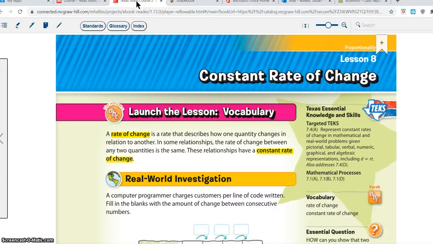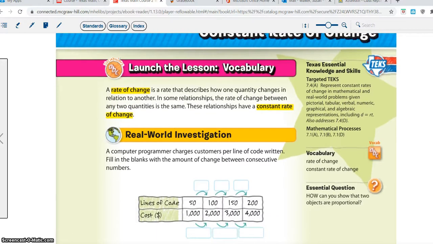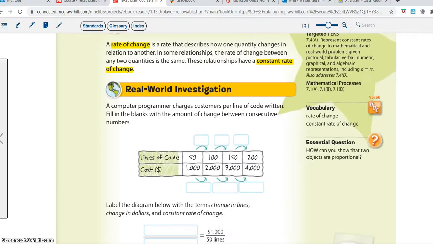So this says a rate of change is a rate that describes how one quantity changes in relation to another. Basically you're having two different quantities that are changing. And it has to be at the same rate, and we're going to talk about that. In some relationships, the rate of change between any two quantities is the same. These relationships have a constant rate of change, so that's what we're going to talk about here.